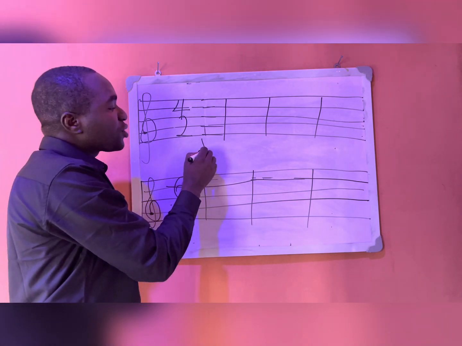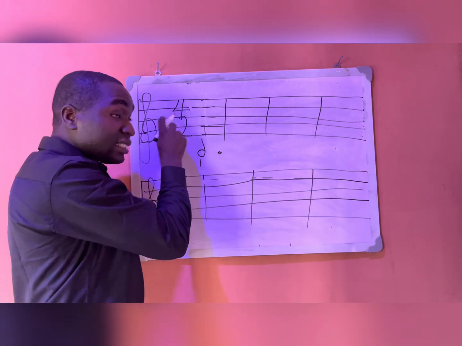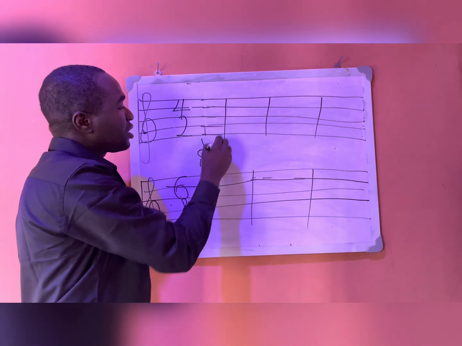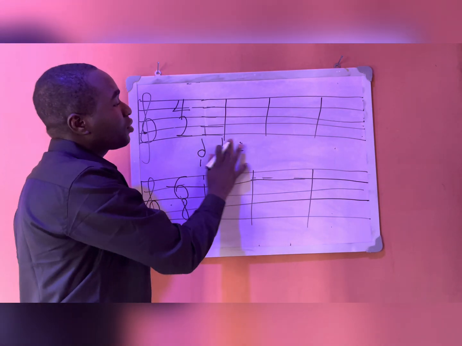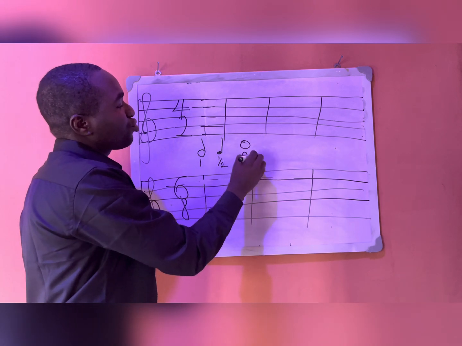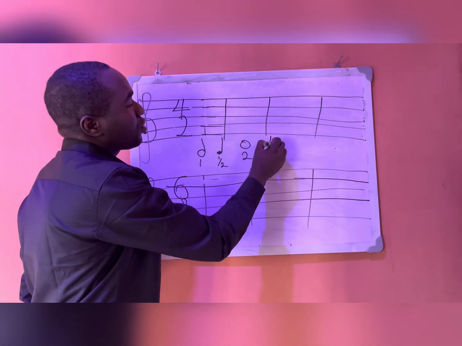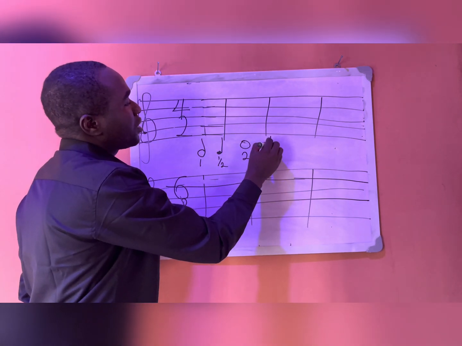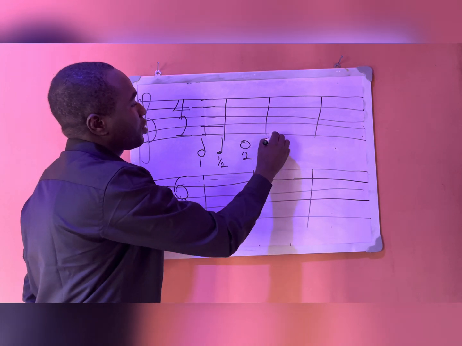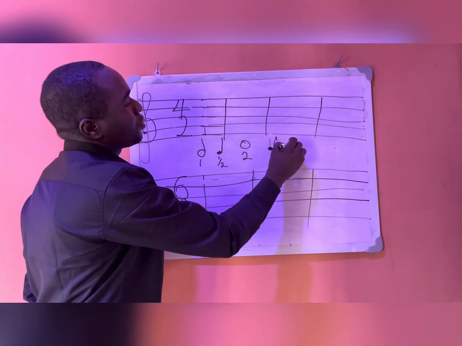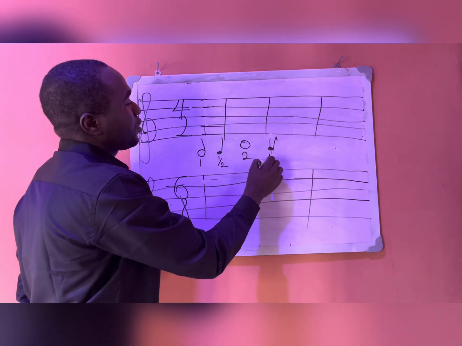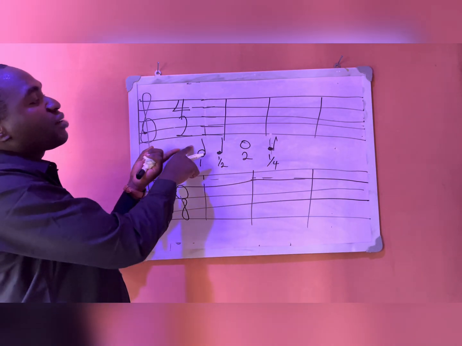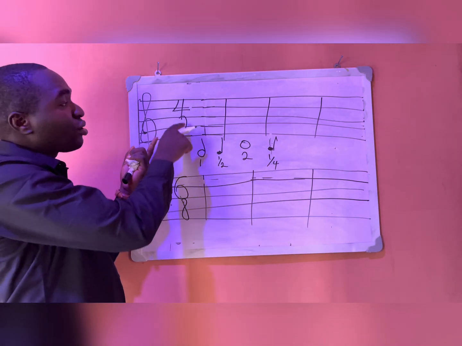And if this note takes 1 beat, under this type of music, this one will take half. This one that was 4 beats ordinarily before will take 2. And this one that was half ordinarily before will now become 1/4 under this type of music because of the time signature.